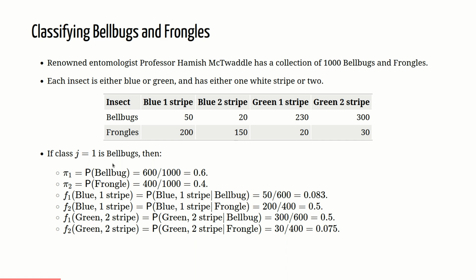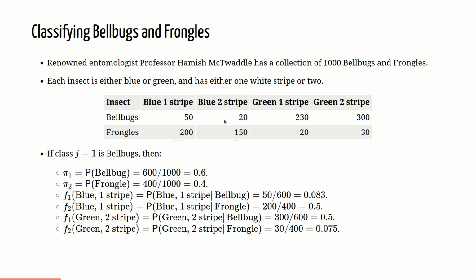Then let's figure out what all these probabilities are going to correspond to. So the prior probability is the probability of being a bellbug when you haven't seen the insect, right? So you don't know whether it's a blue 1 stripe, a blue 2 stripe, a green 1 stripe, or a green 2 stripe. And so we could just use frequency for that. So we could just use how many bellbugs do we have, how many frongles do we have, right? So we know we've got 1,000 total.